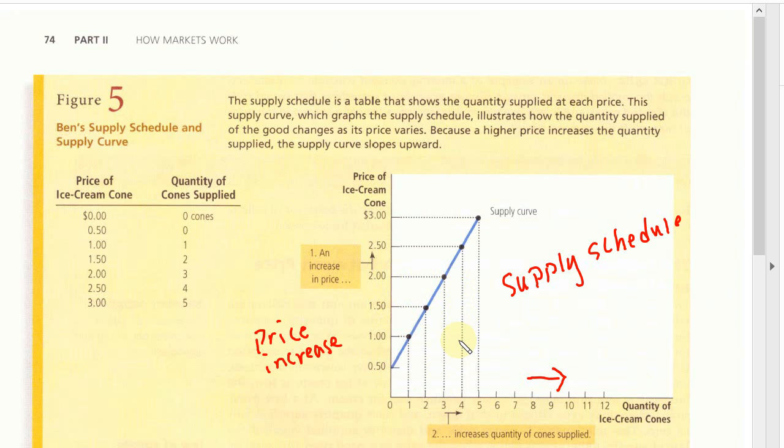So this graph slopes upward. As the price increases, the quantity of supply also increases, so we have a graph that slopes upward.